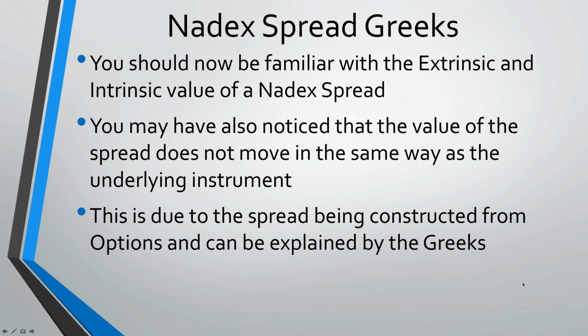This is due to the spread being constructed from options and can be explained by the Greeks. Okay, again, this is another thing. When you look at Nadex binaries, you're always looking at it from a perspective of 1 or 100, all or nothing, right? And the spreads, you're looking at it from floor price and ceiling price, but they are options. So understanding the Greeks, understanding that the spreads are constructed from options, this will all be explained to you by understanding and being aware of the Greeks.